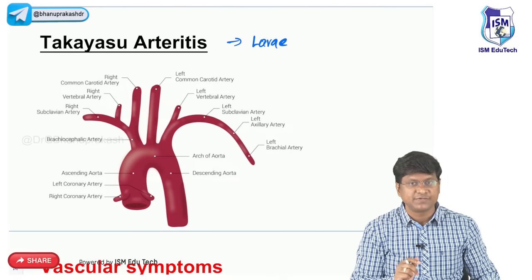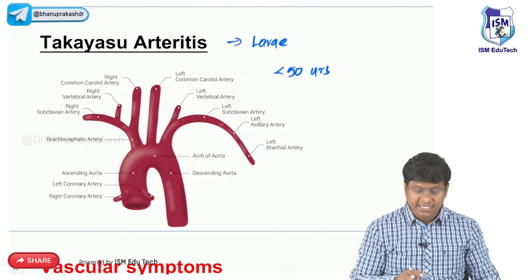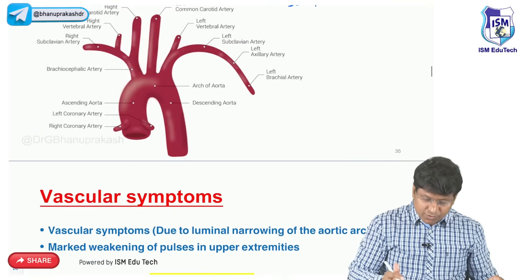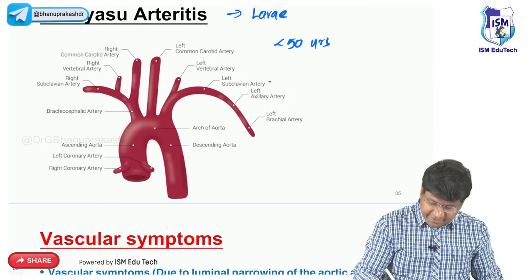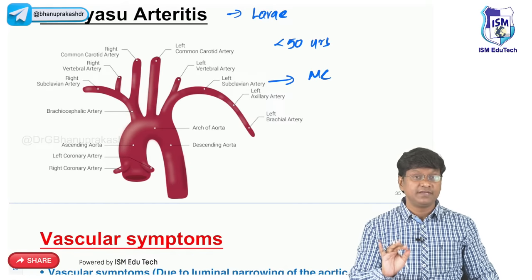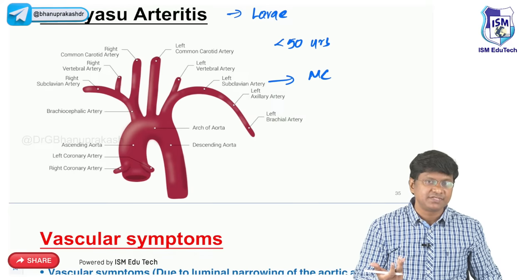That will be the large vessel vasculitis, and very commonly seen in the age group less than 50 years. And if you take the vascular involvement in Takayasu, remember, the most common vessel that will be affected is the left subclavian artery, or the subclavian artery is the one which is most commonly affected in Takayasu. Now, what will be the vascular symptoms in these individuals?